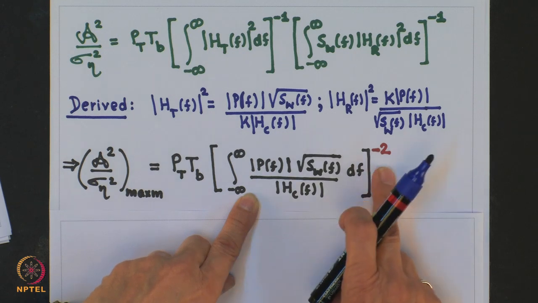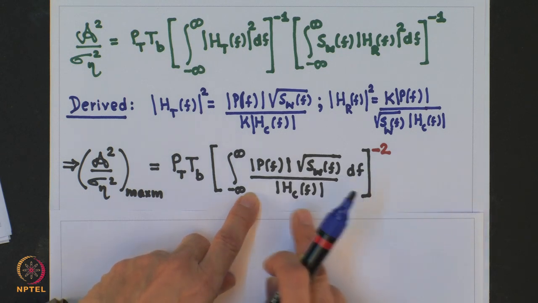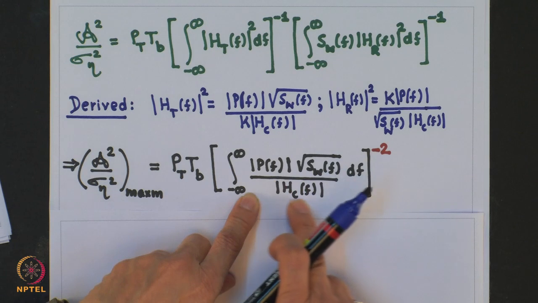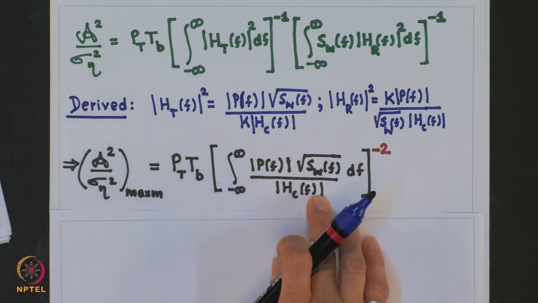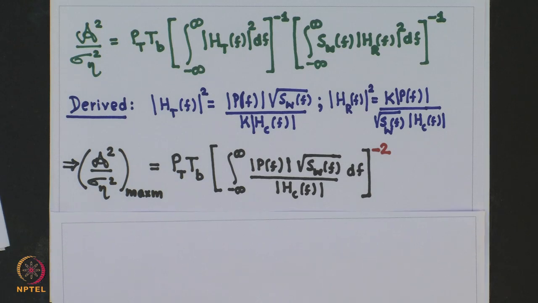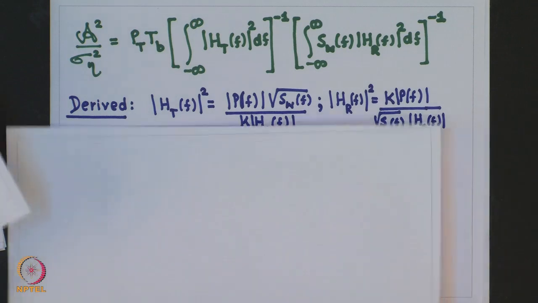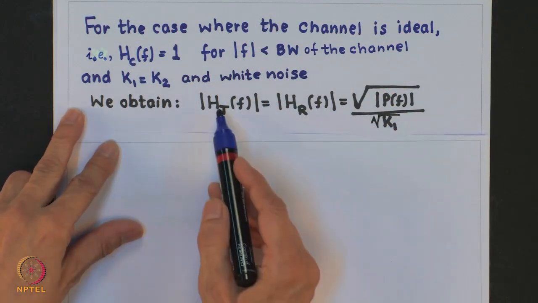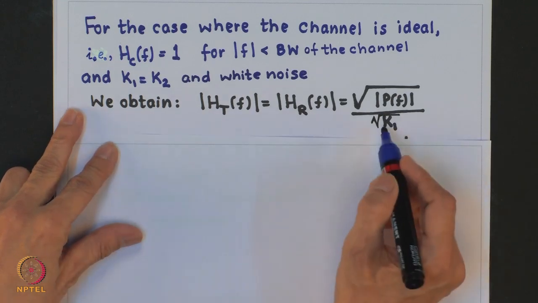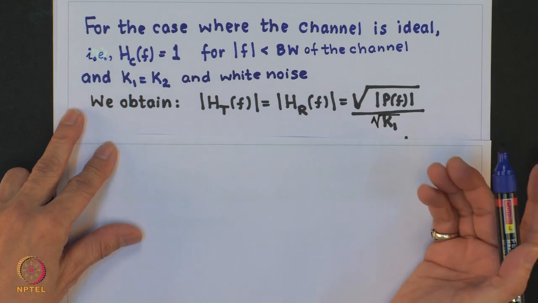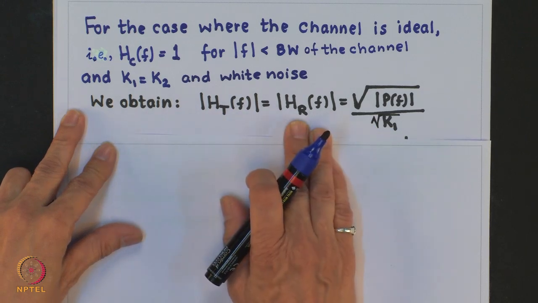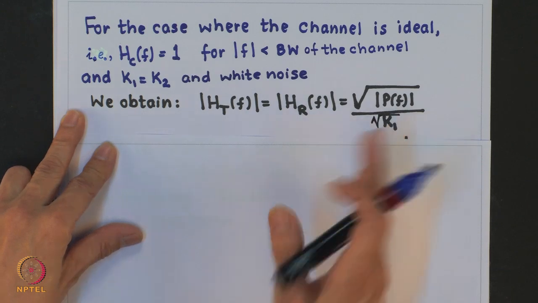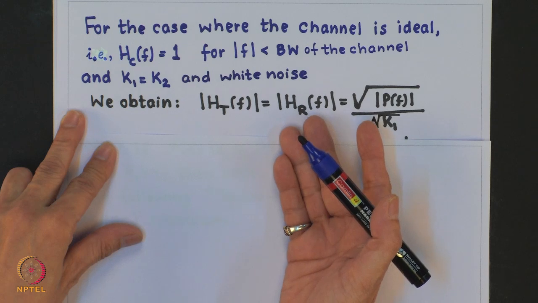Okay. So, for the case where the channel is ideal, in that case I can assume that my SCF is equal to 1 for the frequency less than the bandwidth of the channel, and if I assume that K1 and K2 are equal and we have a white noise, then in that case the filters which I will get are as simple as this. Right? This factor root K1 is a constant, K1 is some constant. I have divided it between the transmitting filter and the receiving filter without loss of generality, correct? Because HTF is proportional to HRF.